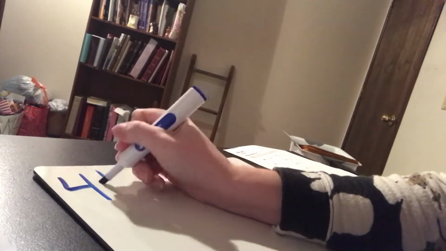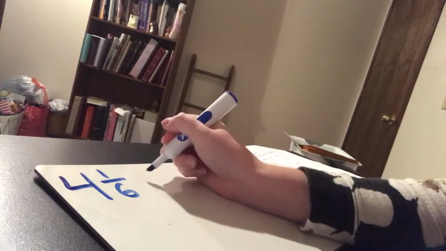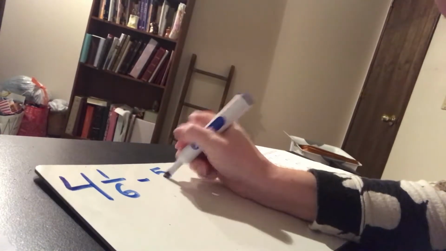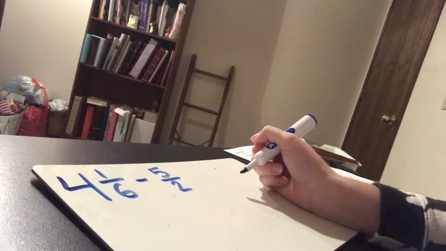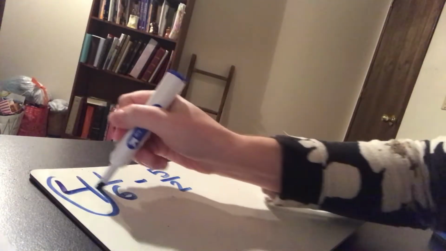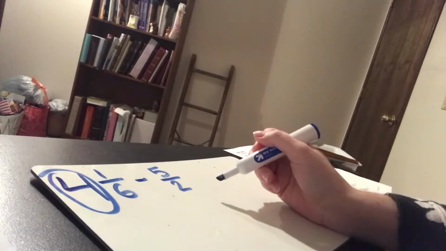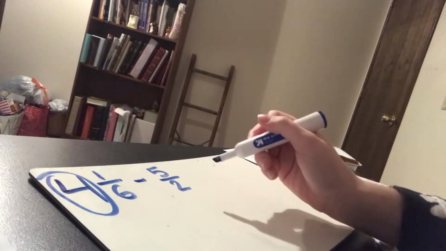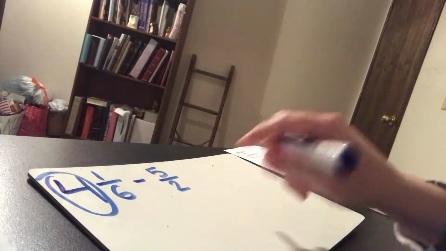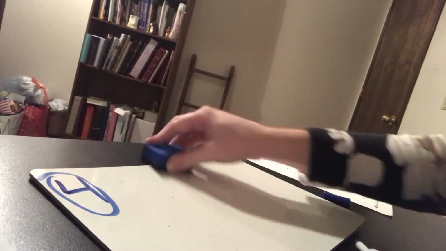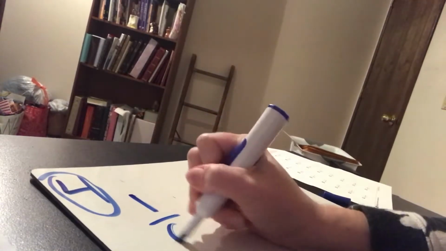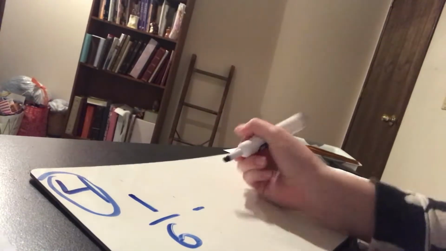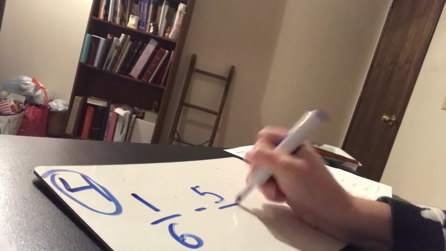4 1/6 minus 5 seconds. Okay, so I'm going to circle my whole number so I remember it. I'm going to use the butterfly method here. So I'm going to bring my fractions down. I'm going to write them a little bit bigger, but I'm going to leave that whole number. So I'm just dropping down the 1/6 minus the 5 seconds.